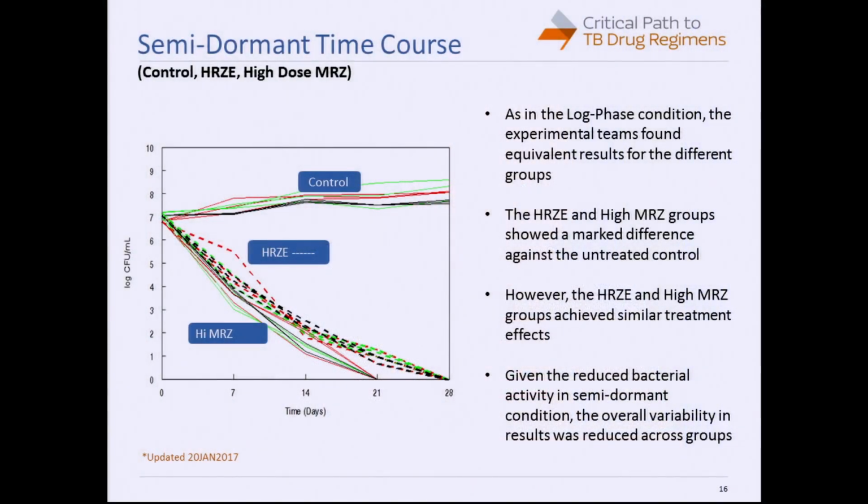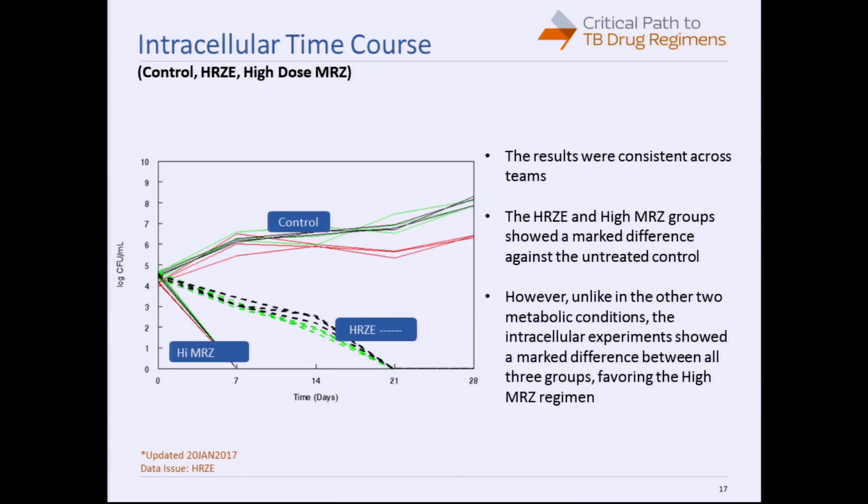So this is the semi-dormant time course. Control, HRZE, and high-dose MRZ. As in the log phase condition, the experimental teams found equivalent results for the different groups. HRZE and high MRZ groups showed a marked difference against the untreated control. However, the HRZ and high MRZ groups achieved similar treatment effects. And given the reduced bacterial activity of the semi-dormant condition as compared to the log phase growth, the overall variability in results was reduced across the groups.